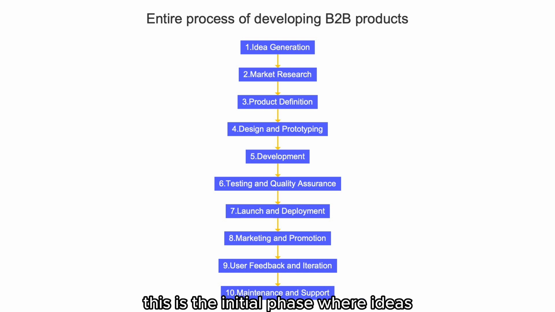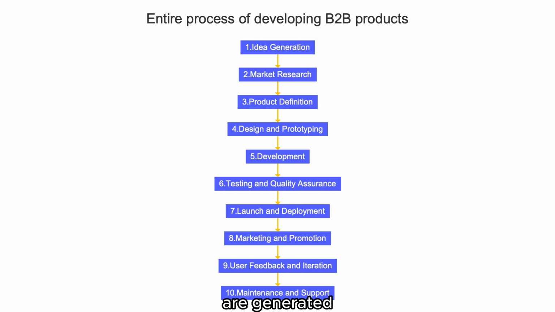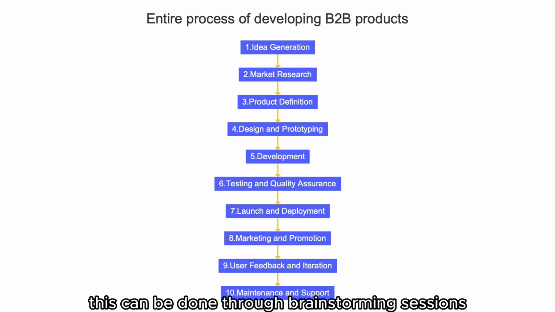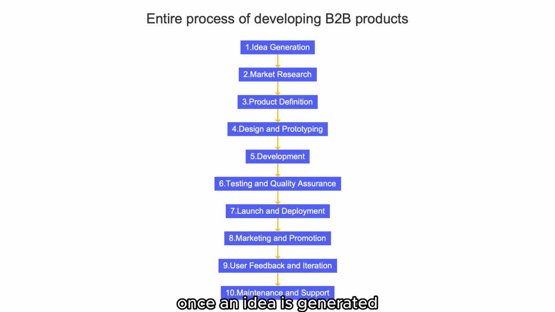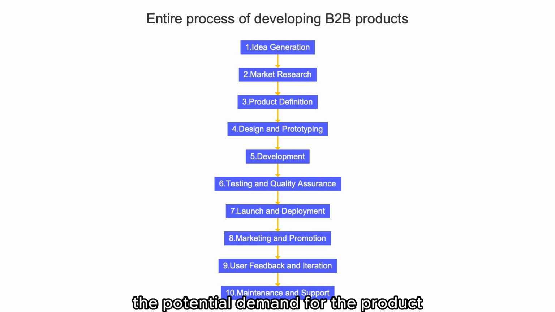This is the initial phase where ideas for new products or improvements to existing products are generated. This can be done through brainstorming sessions, market research, or identifying customer needs and pain points. Market research: once an idea is generated, market research is conducted to assess the potential demand for the product, identify competitors, and understand the target market.